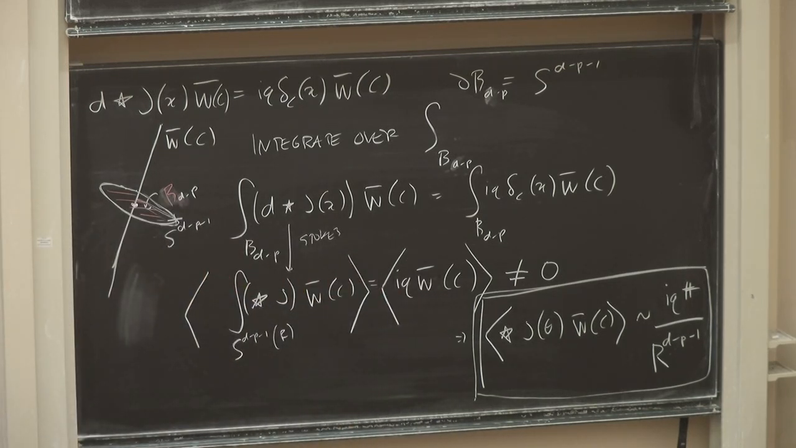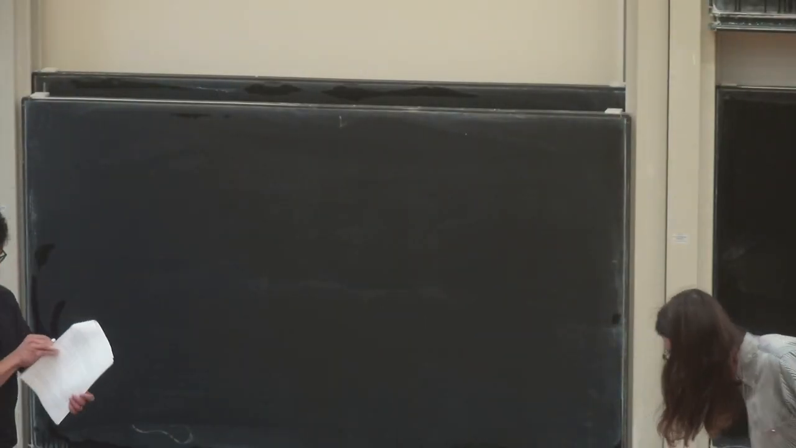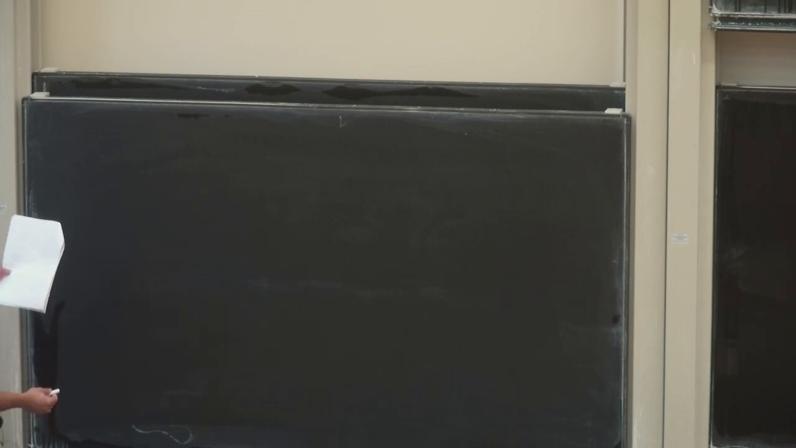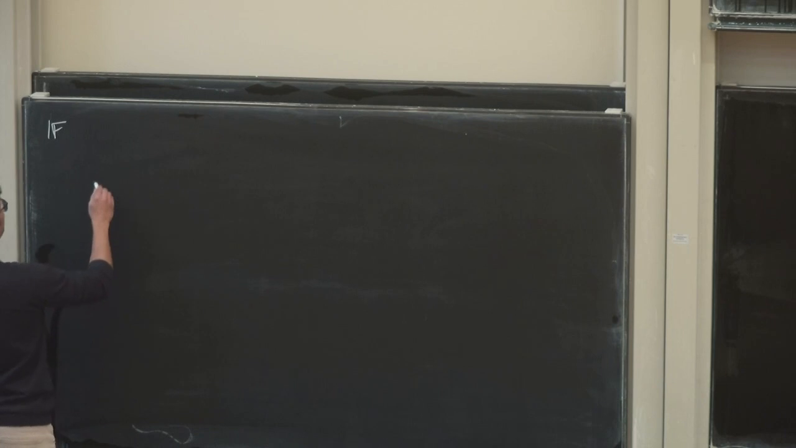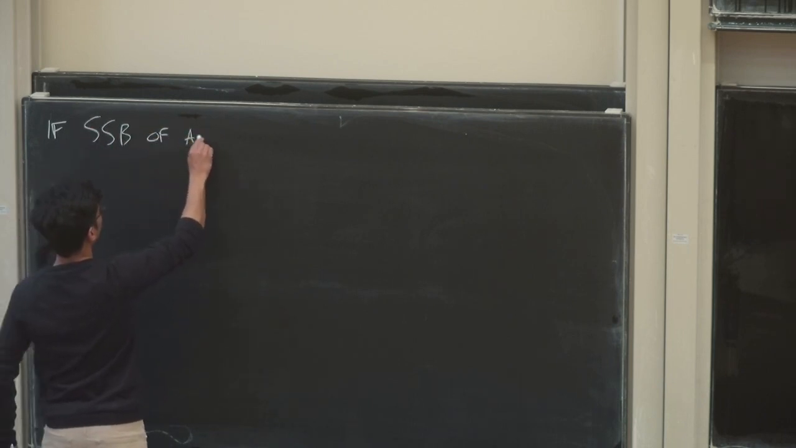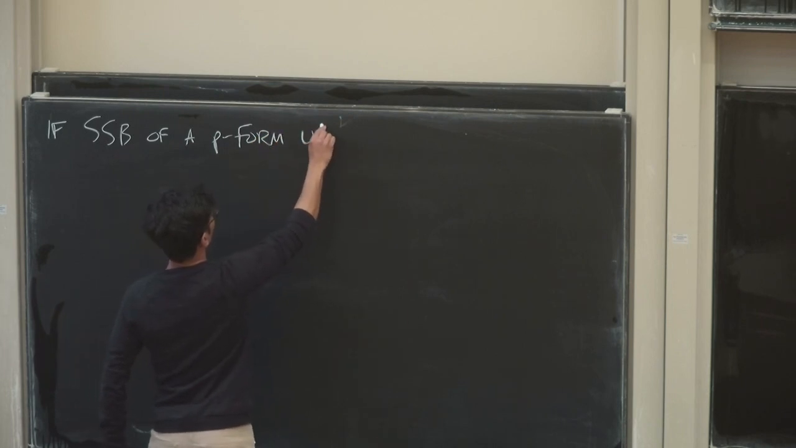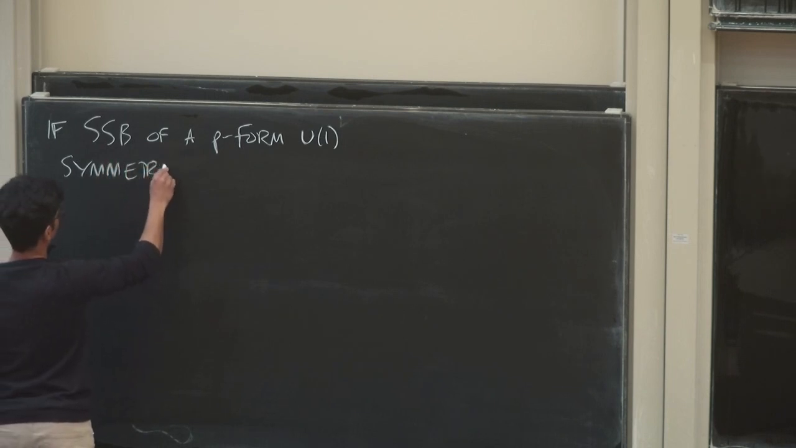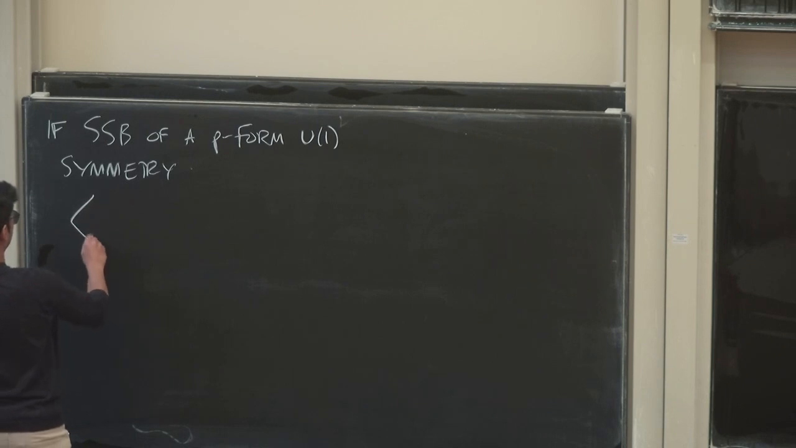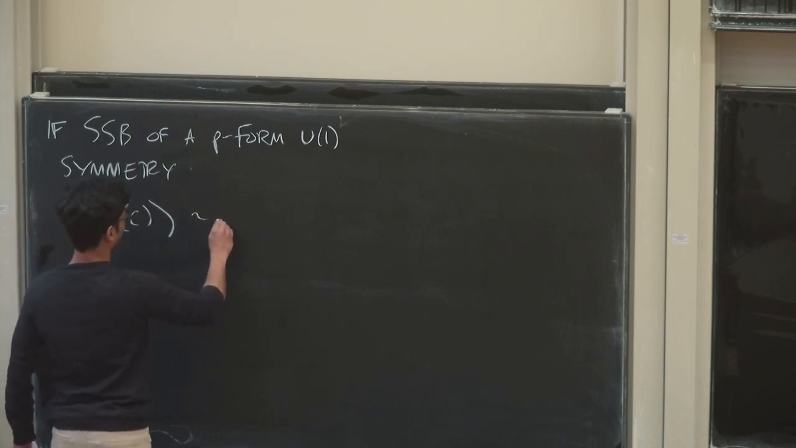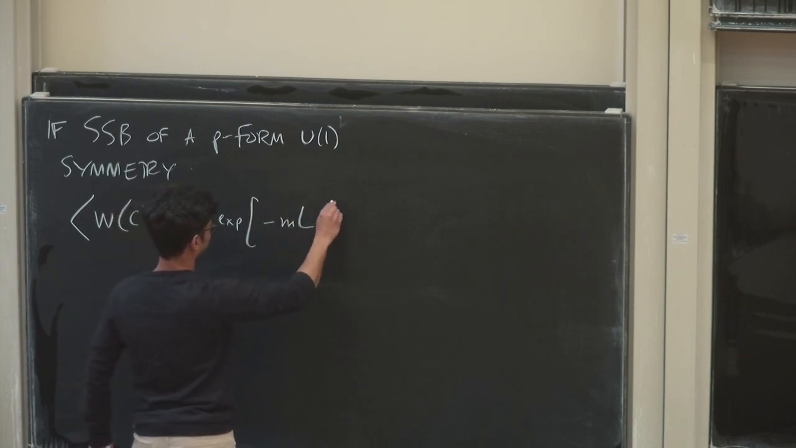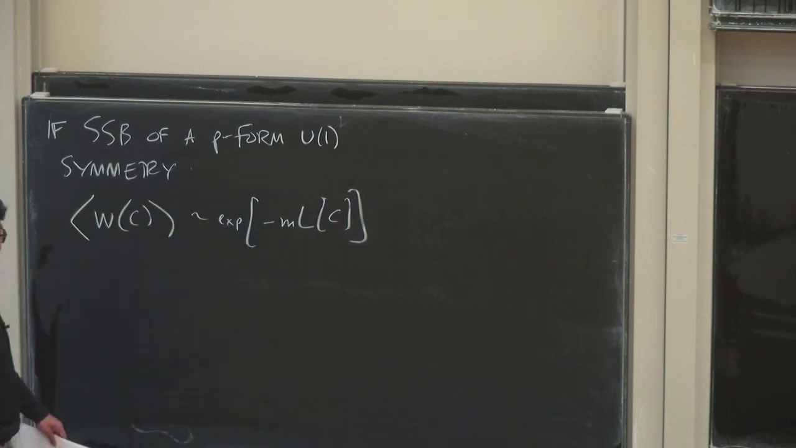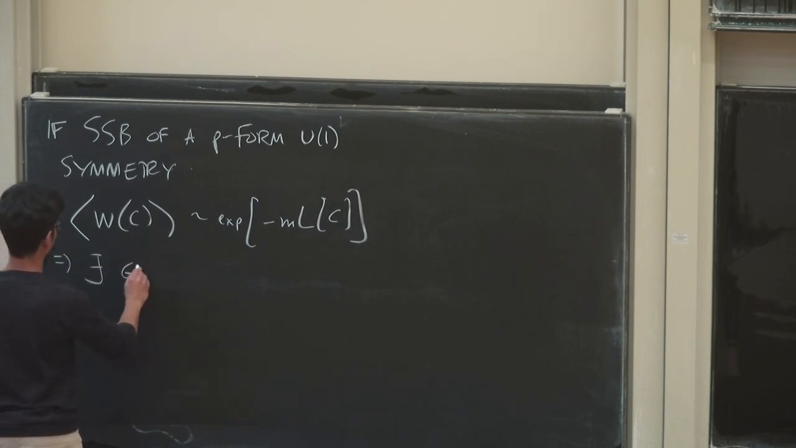So let me just write down in words what we just learned. If you have spontaneous symmetry breaking of a p-form continuous symmetry, which really means it's U1 because of this abelianness that I told you about earlier, where spontaneous symmetry breaking means that the expectation value of the charged operator goes like the p-volume of the surface in which the operator is defined, that implies there exists a gapless mode.